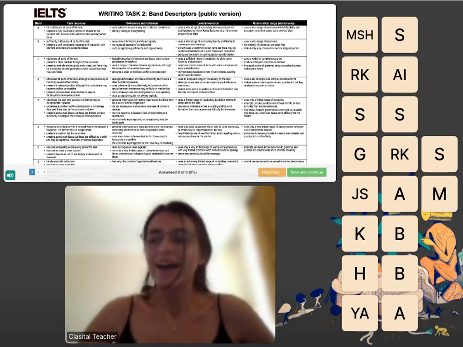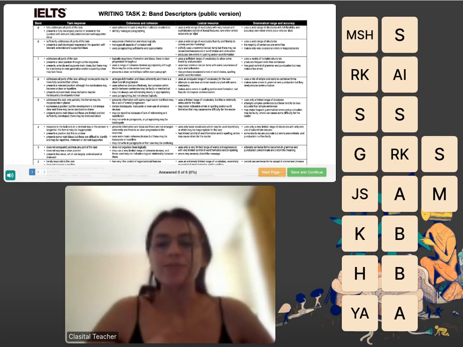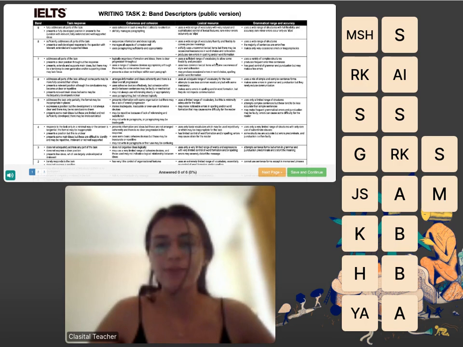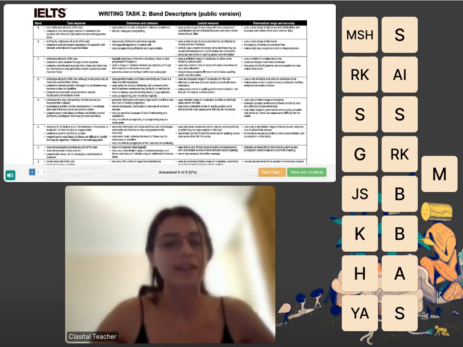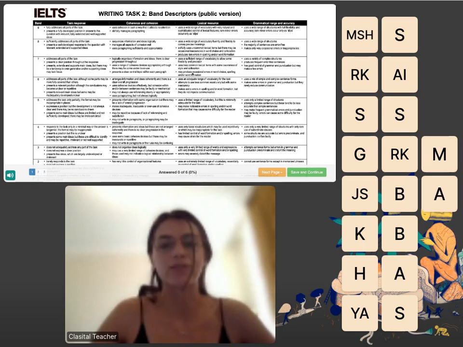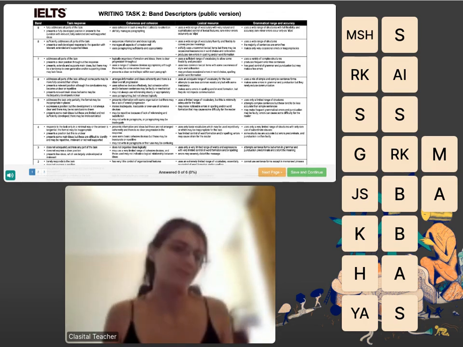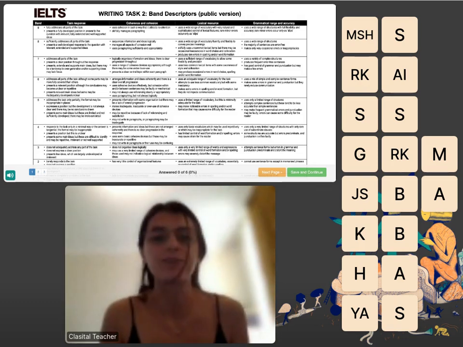For lexical resource, basically, this is just a fancy way of saying vocabulary. To get a good grade, for example, a band 7 in lexical resource, you need to use a sufficient range of vocabulary to allow some flexibility and precision. You need to use less common lexical items with some awareness of style and collocation. And lastly, you may produce occasional errors in word choice and spelling and or word formation. So you can make some mistakes, but they're only occasional.